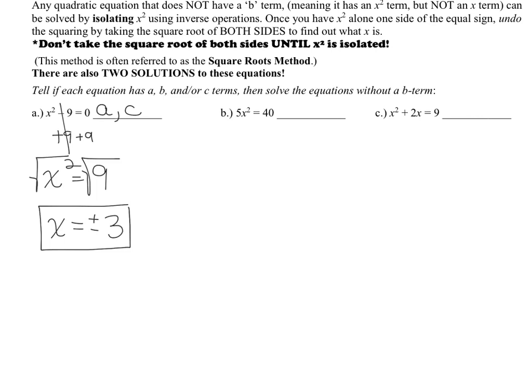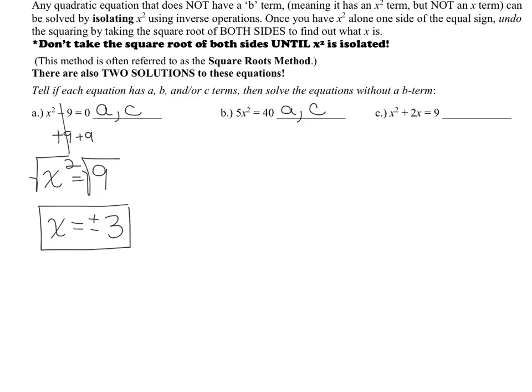Now, question B. If you look, we do have an x squared term. Now, if I wanted to move the 40 to the other side of the equation to make it equal to 0, then you would have a minus 40, and that would be a C term. We're not necessarily going to need to do that for this problem. Just if you have a constant, if you have an x squared term, you know what terms you have. This is your A term, this is your C term, okay?